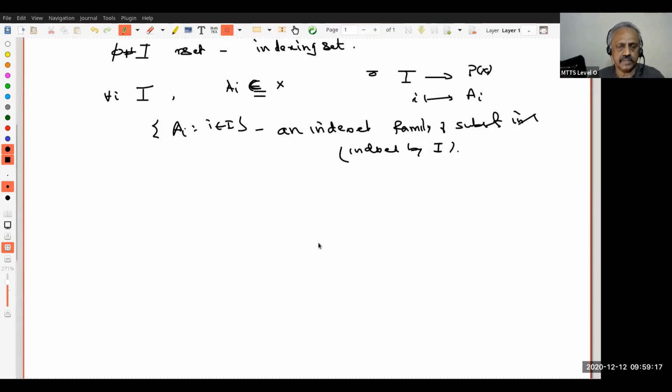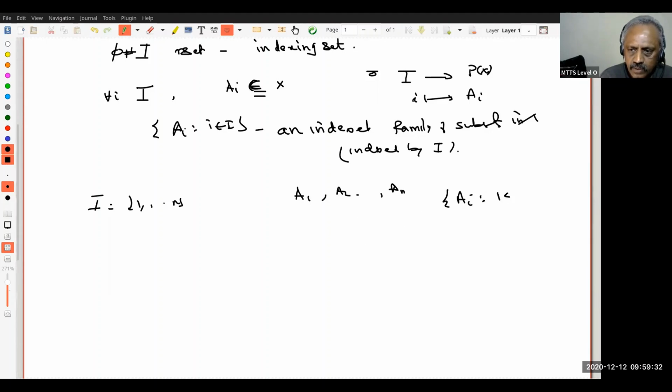Let's look at a very easy example. First, if I equals 1 to n, you know what it means. That is, for each i I have A1, A2, ..., An. That's it. So this is a special case: A_i, 1 less than or equal to i less than or equal to n. In this case, the indexing set is 1 to n. But I may also be able to do this for anything.